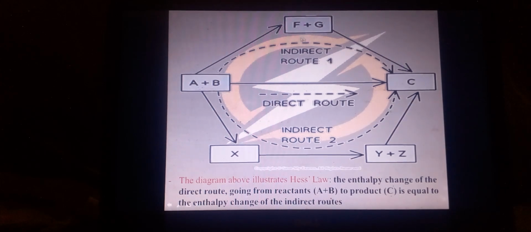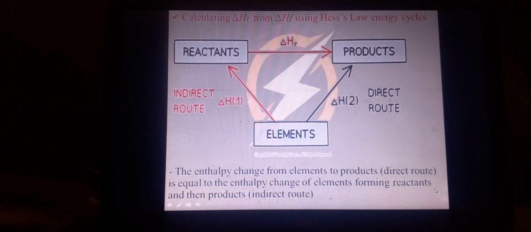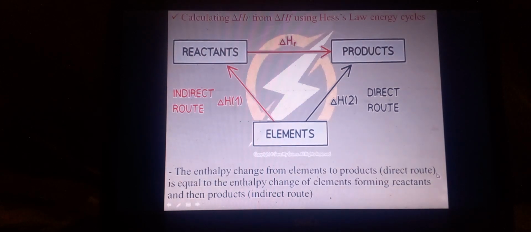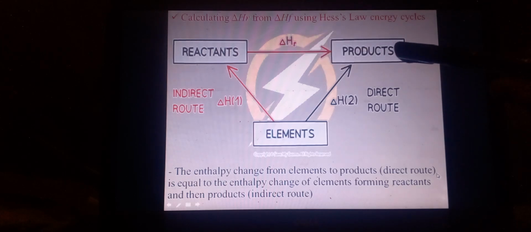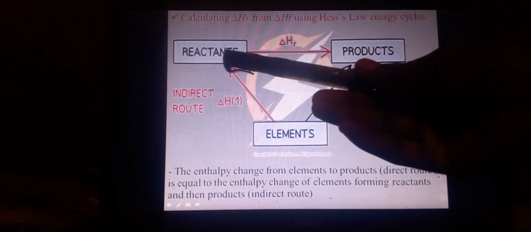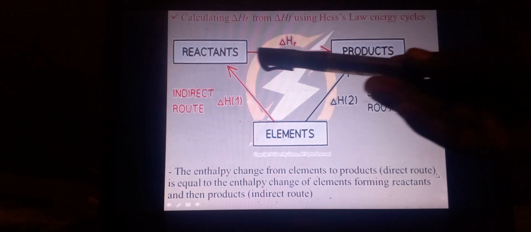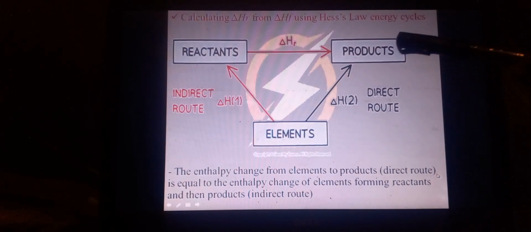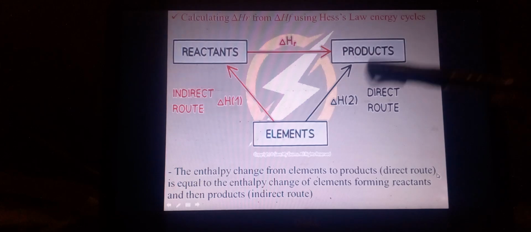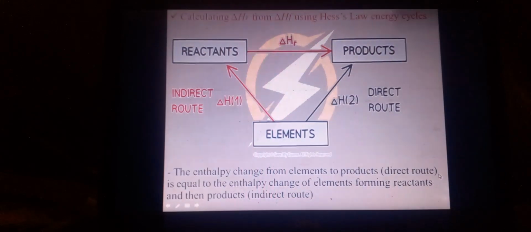But remember, the amount of energy involved in all the routes is the same as per Hess's law. So this one is the energy cycle diagram. You have the reactants, then we have the products. You can move from reactants directly to products, or you can move from reactants to elements, then move to products. So these are indirect routes.